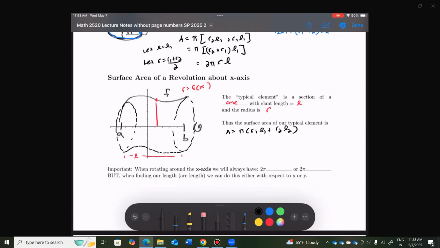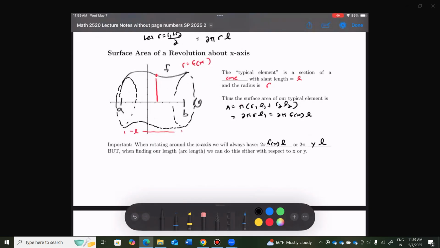Or we can look at this as, again, 2 pi R L, where R is your function, f of x, and L. Right, so when rotating around the x-axis, we always have 2 pi f of x L, or y L, if you want to think of it as just the y value. And we can do this either with respect to x or y, for arc length.